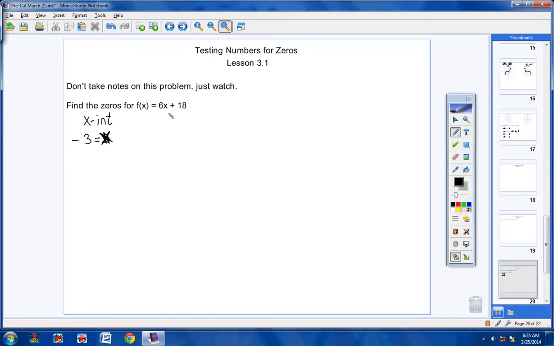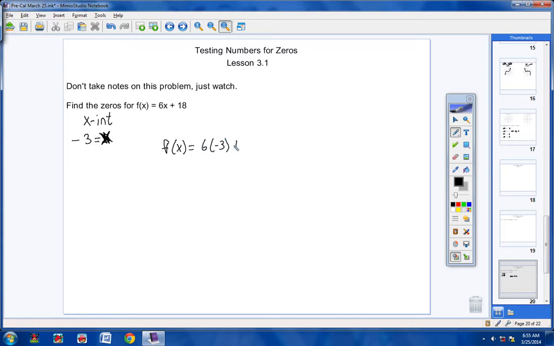Sorry about that. Can we turn this problem around? What if I would have said this? What if I said, hey, guys, is negative 3 a zero? Or in other words, is negative 3 an x-intercept? All that you have to do is substitute negative 3 in for x and see if you get out the number 0.